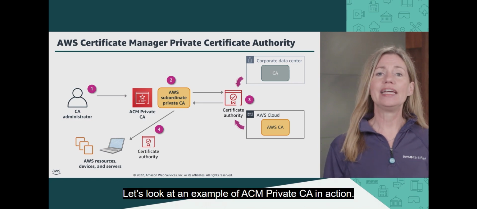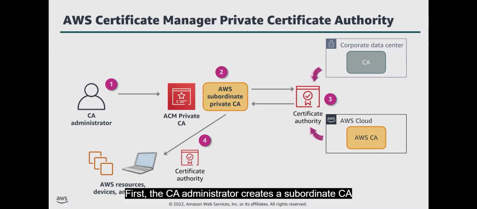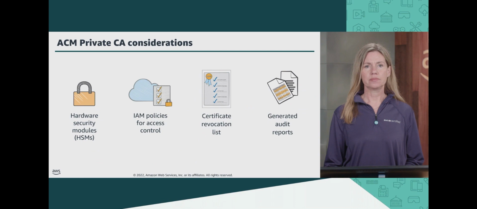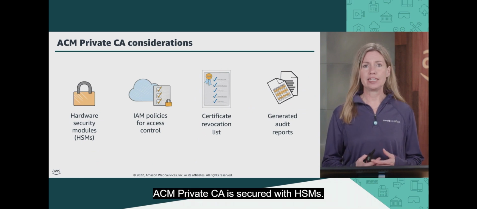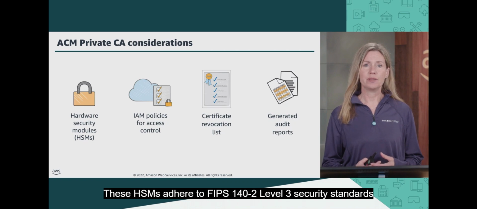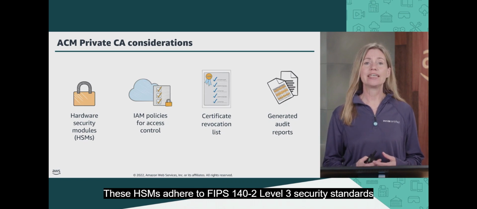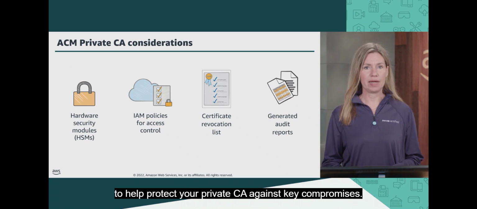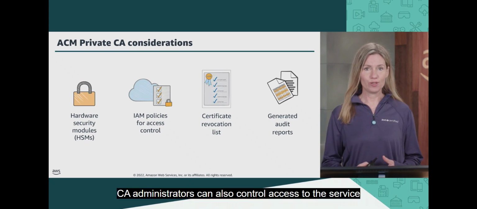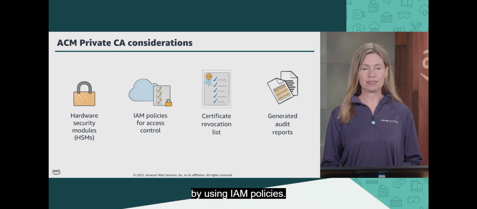Let's look at an example of ACM Private CA in action. First, the CA administrator creates a subordinate CA to issue certificates. Next, the subordinate CA sends the certificate to be signed. The on-premises CA, or AWS CA, signs the certificate. And finally, ACM Private CA issues the signed certificate to resources. ACM Private CA is secured with HSMs. These HSMs adhere to FIPS 140-2 Level 3 security standards to help protect your private CA against key compromises. CA administrators can also control access to the service by using IAM policies.